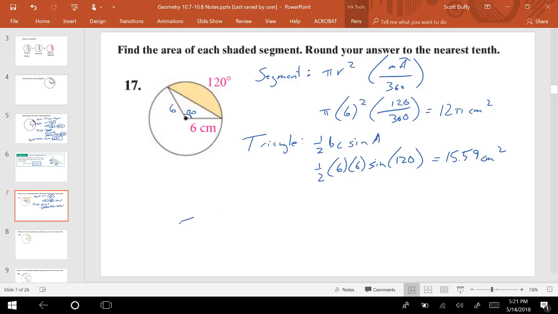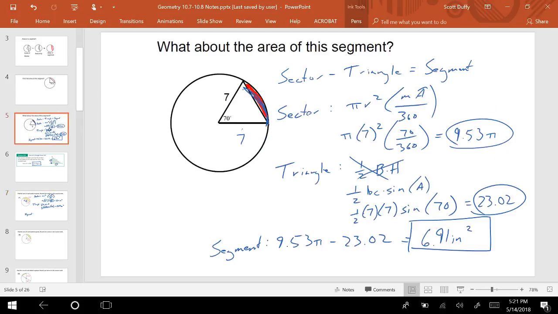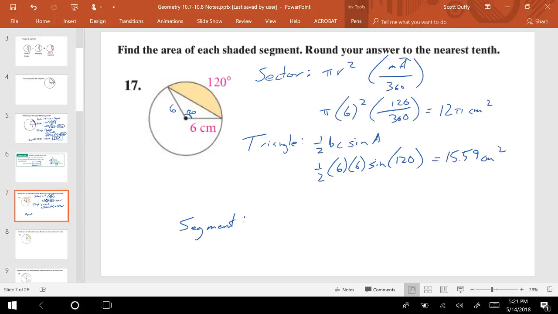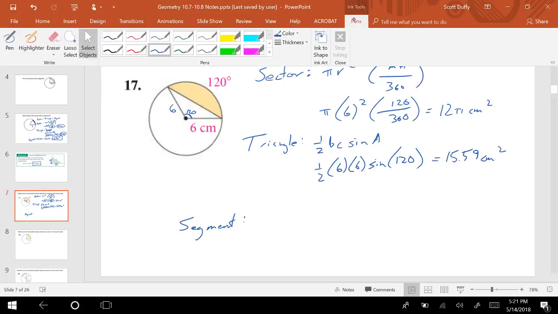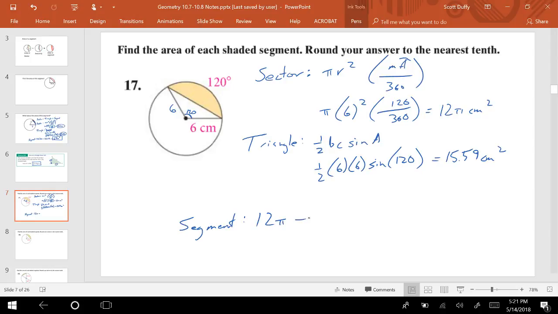And then the segment is equal to this sector. I should have said this was sector. I am sorry. Nope, I said it on the other ones. Segment is equal to the sector, which is 12 pi, minus the triangle, 15.59, which equals 22.11 square centimeters.